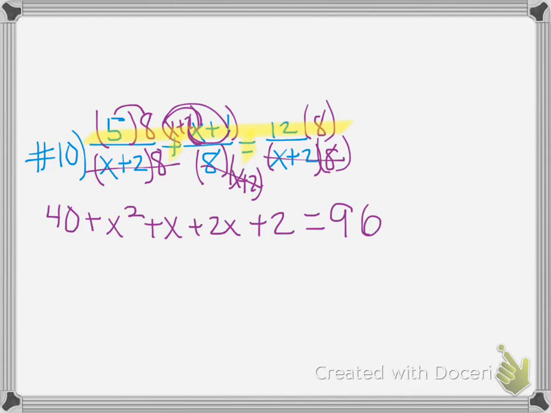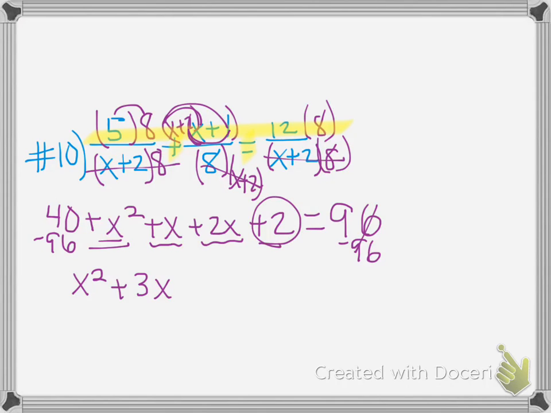Okay, now this is just a normal quadratic, right? So I want to get everything on the same side. X squared doesn't combine with anything, so that's just left with x squared. I am moving this 96 over so that I have 0 on that side. Combine my x's, so that's plus 3x. Then I've got 40 minus 96. So altogether, that's negative 54.